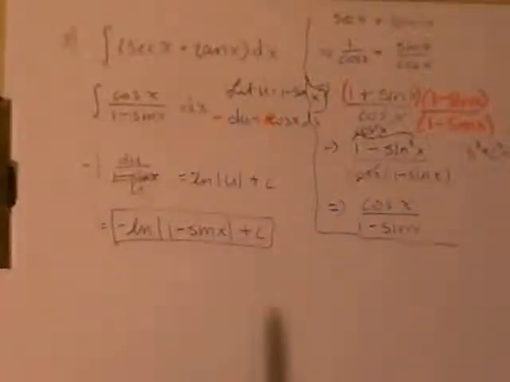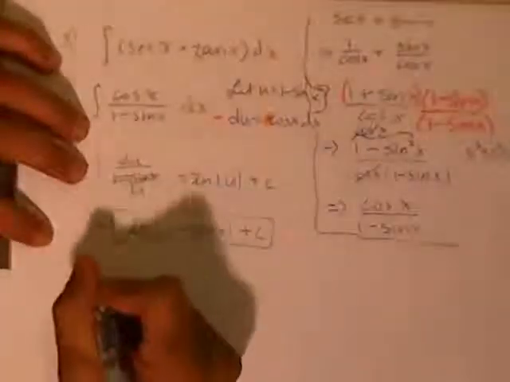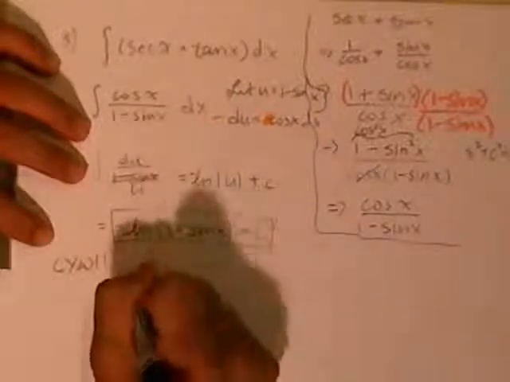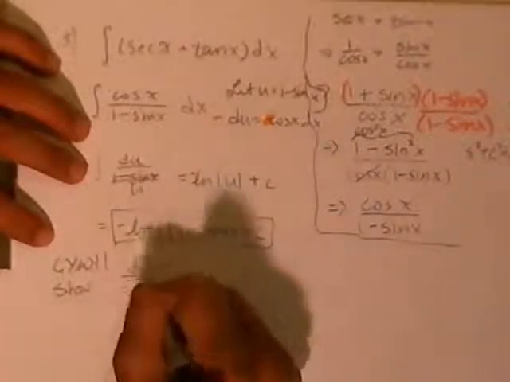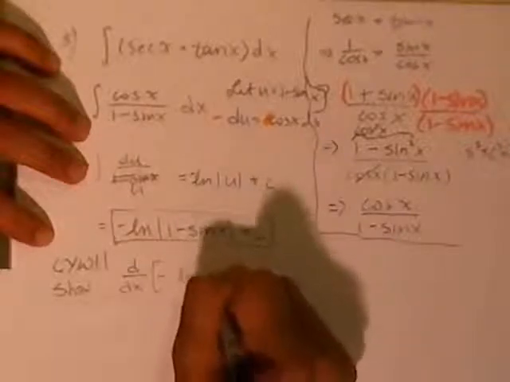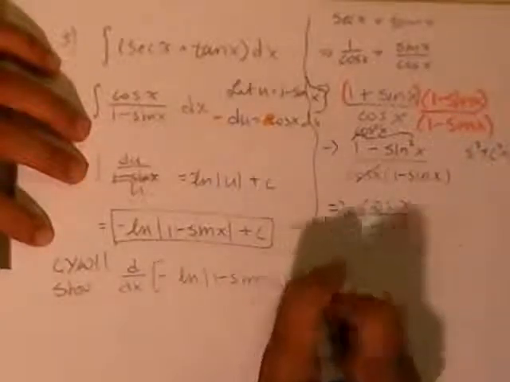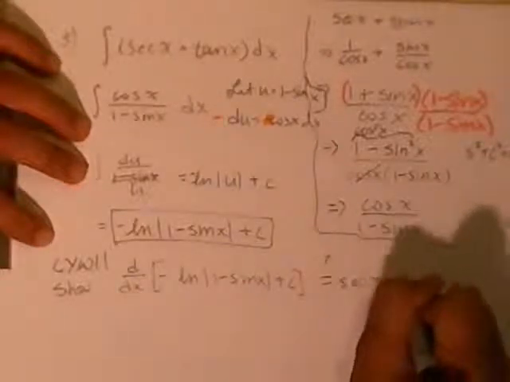I can take the derivative of that to make sure that I end up with the secant of x times the tangent of x. We have a little bit of time, so let's try and do this. Let's check our work. Show that the derivative with respect to x of negative natural log of 1 minus sine of x plus c is equal to, question mark, the secant of x plus the tangent of x.